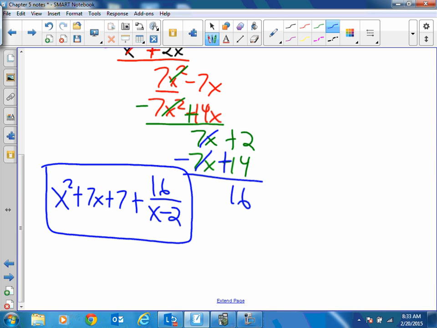So that is long division, okay, which is not easy, and you're going to probably have a lot of questions in class about it, and we'll talk about that in class.